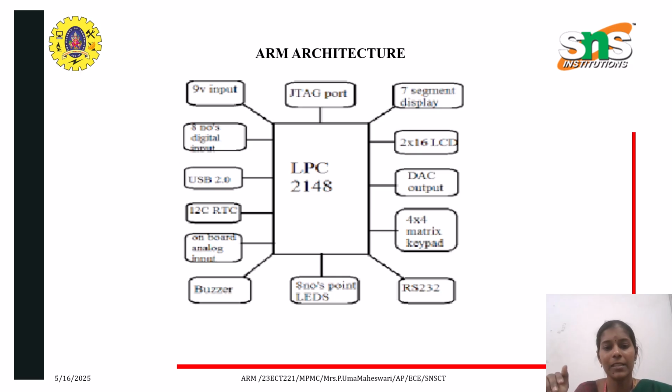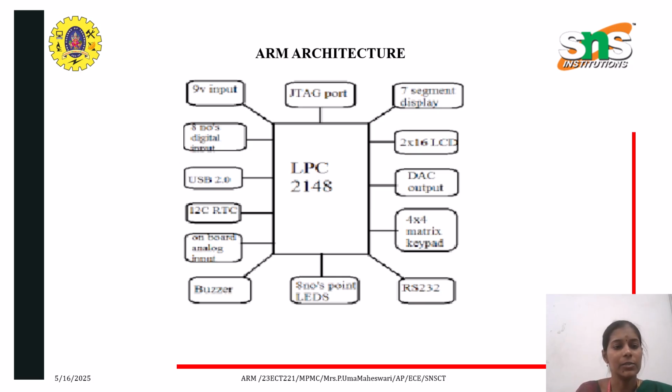The buzzer alarm is there, and then I2C and RTC. I2C is nothing but your inter-integrated circuit, and RTC is the real-time clock, along with its protocol. These are all the protocols used in this ARM architecture. And then you will have input and the JTAG port, and everything else.